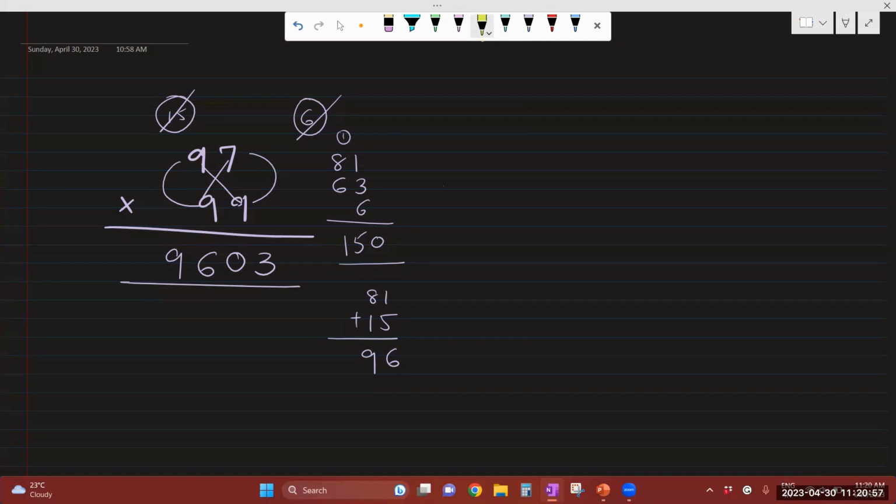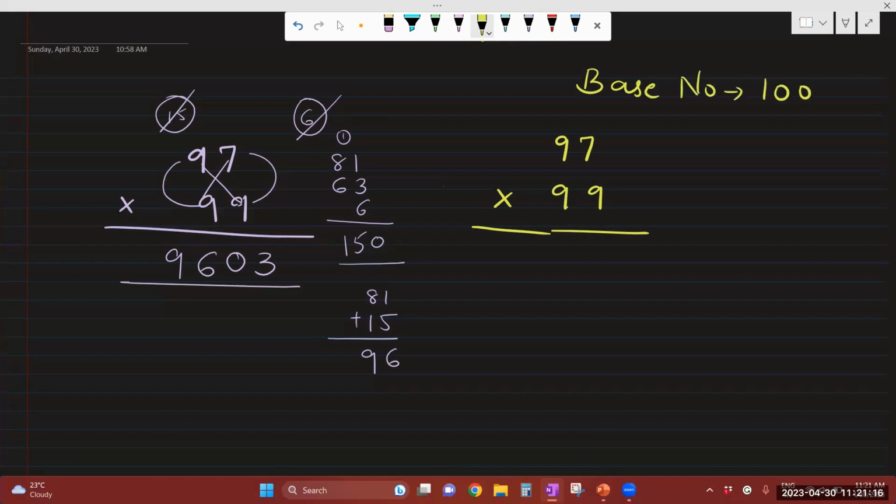Its name is Nikhilam. So I'll write down the same numbers: 97 multiplied by 99. Now just try to see how easy this method is compared to yesterday's method. The first step, who will tell me what is the base number? 100. Okay.